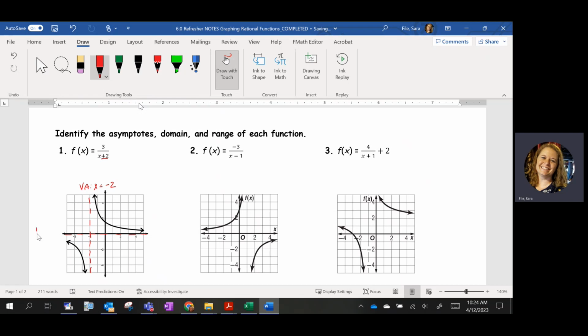Okay, the horizontal asymptote we can see has not moved off. Oops, that doesn't look like a y. It has not moved off the axis.